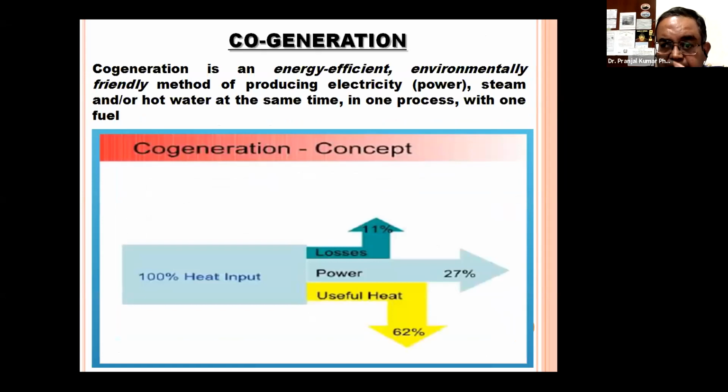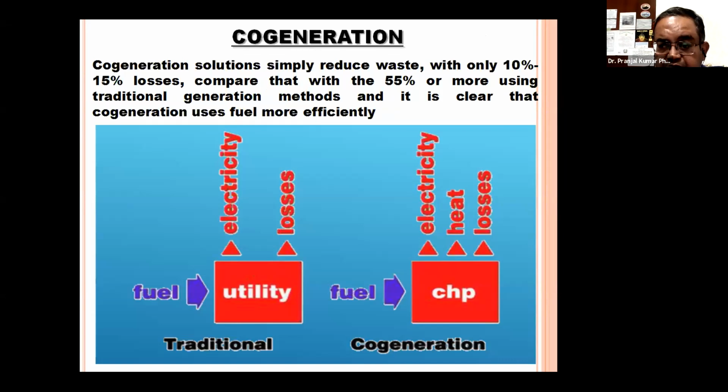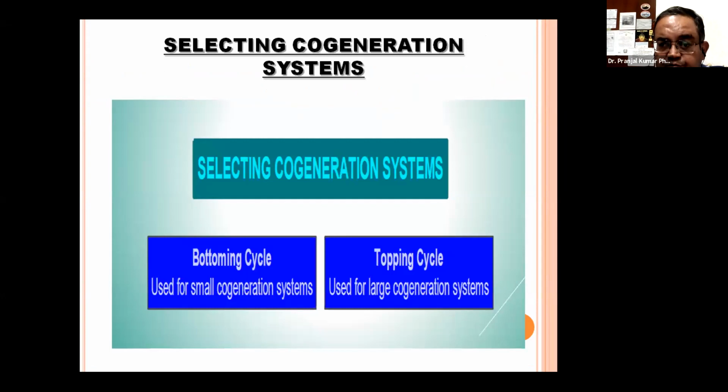In cogeneration, it is basically using a combined heat process where there is a loss of 11% and the useful heat loss is captured using the cogeneration method. In this method, you are reducing the waste. Comparing with the 55% or more using the traditional generation method, it is clear that cogeneration uses fuel more efficiently. So in the selecting process, there are 2 things. You can select either the bottoming cycle or the topping cycle. The bottoming cycle is for small cogeneration systems, and the topping cycle is for large cogeneration systems.